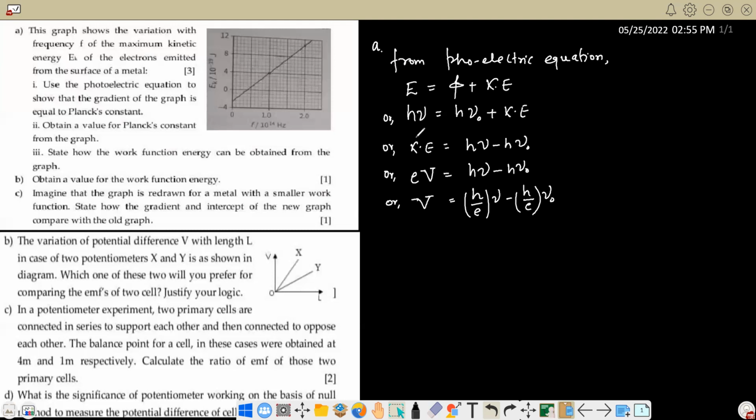Okay, this example is pretty similar to the information of this one. Kinetic energy equals h nu minus h nu naught, so that the gradient of the graph is equal to Planck's constant. Now let's see the gradient of the graph. The gradient of the graph means rise by run. So your gradient is equal to this. Gradient means rise, this is a rise and this one is a run.